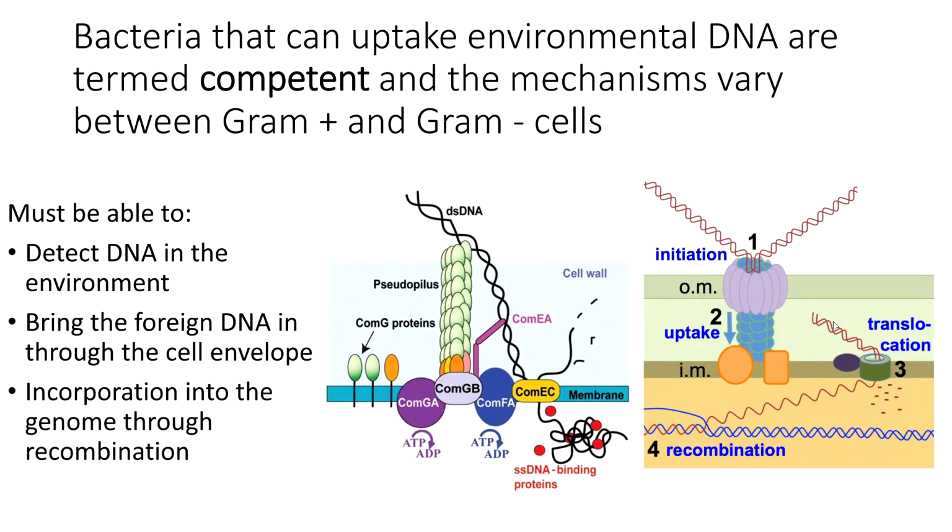So the way you become competent as a cell is basically you have to be able to detect that there is DNA in your environment, which is pretty common because, as I was saying in the previous video, this is advantageous to bring it in for several reasons. You then have to be able to bring it in through the cell envelope, which of course there are different mechanisms for gram-positive and gram-negative bacteria to accomplish this. But you have to bring it into the cytoplasm, and then you have to incorporate it into the genome. So if you don't have all of those abilities, you would not be considered a competent cell.